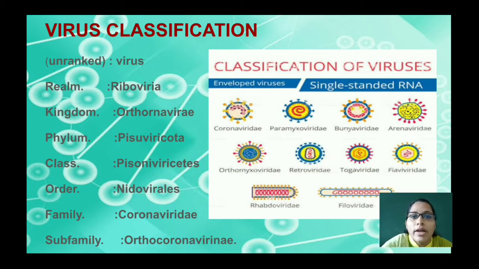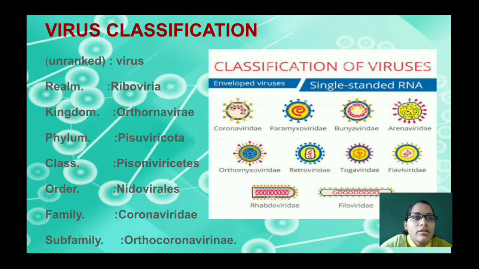Realm is Riboviria, kingdom is Orthornavirae, phylum is Pisuviricota, class Pisoniviricetes, order Nidovirales, family Coronaviridae, subfamily Orthocoronavirinae.